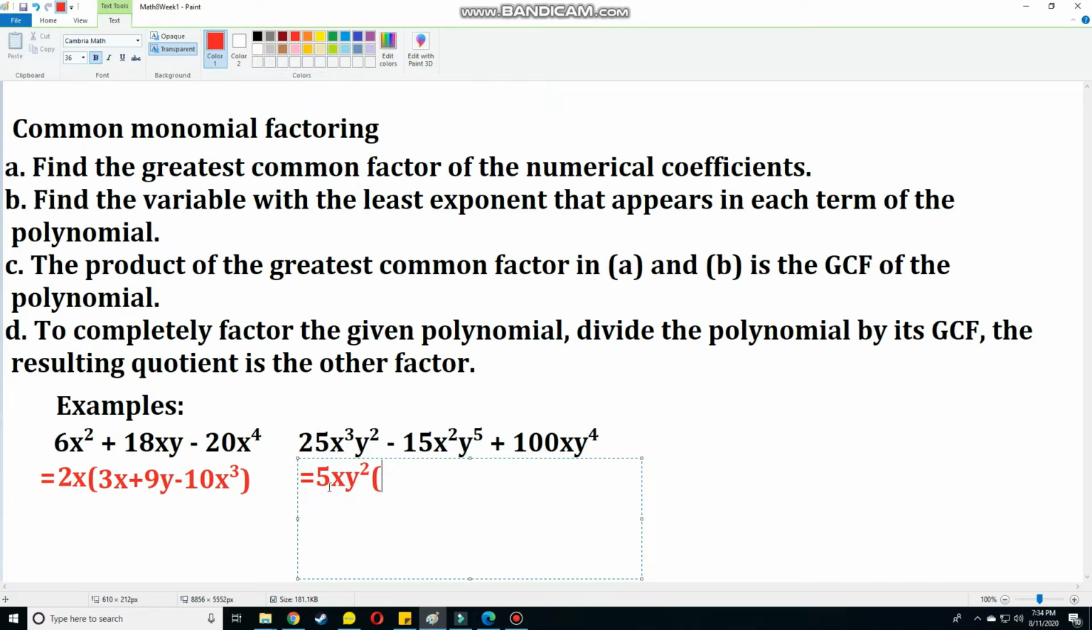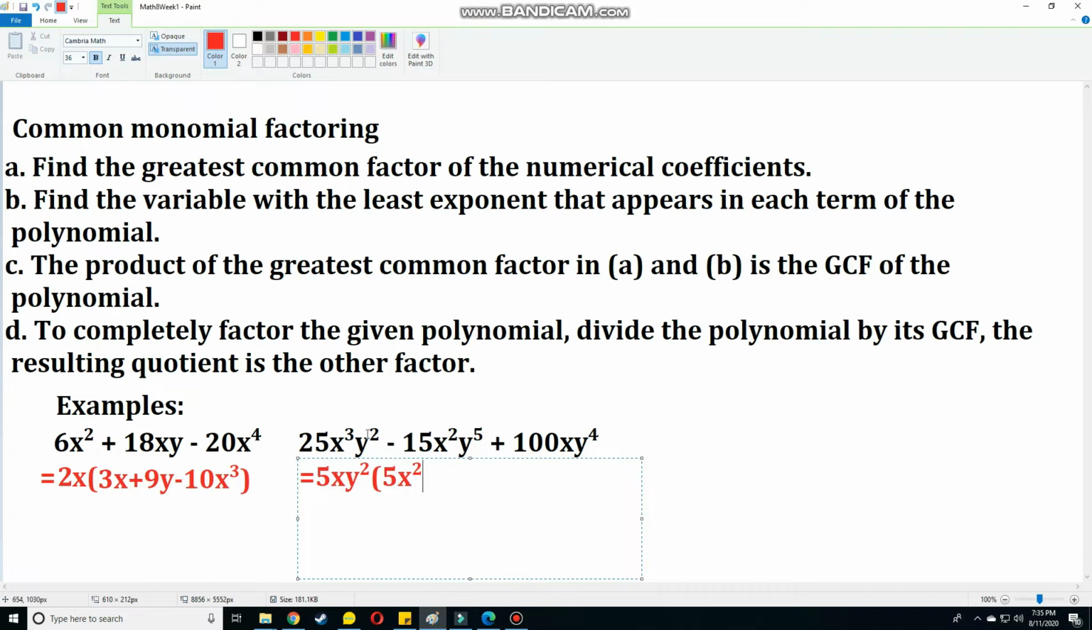25 divide 5. That would be 5, right? x cubed divide x. Now here's the thing. If you divide variables, you may simply subtract their exponents, okay? So 3 has a higher exponent. Here, x has an exponent of 1. 3 minus 1, that's x squared, okay?